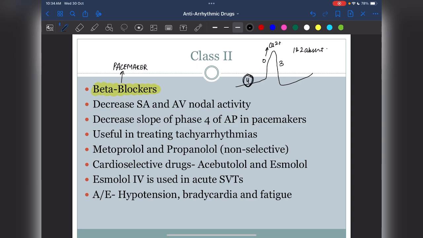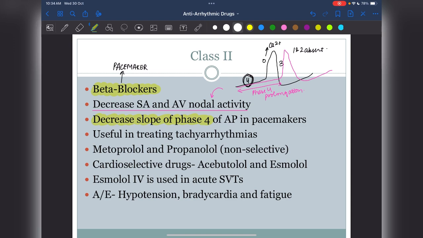Once you block beta, there will be prolongation of phase 4, that will ultimately lead to decreased SA nodal and AV nodal activity. So that is what the next point is, that they decrease the slope of phase 4 of action potential in pacemaker tissue, and they are useful in treating tachyarrhythmias.